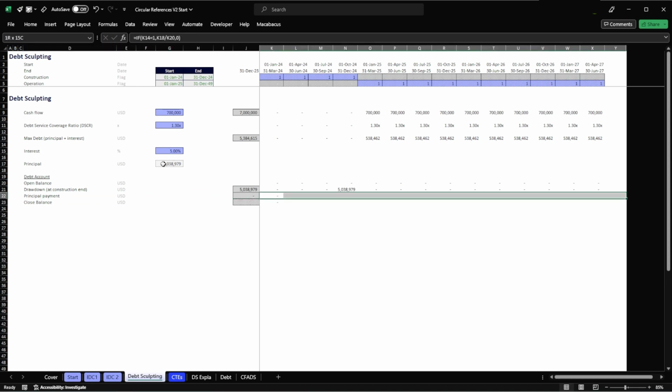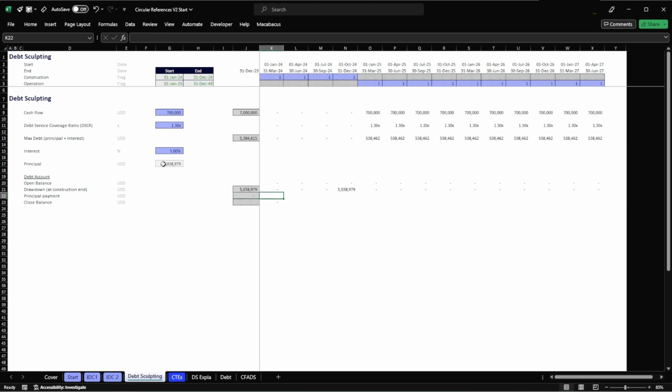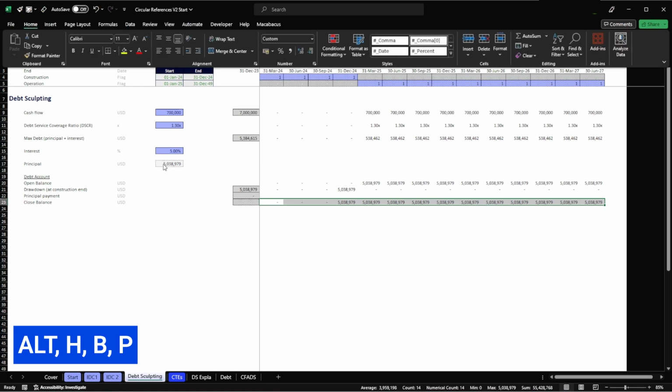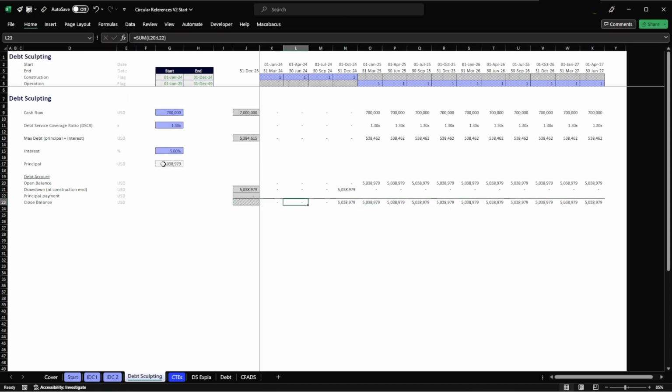Cool. We're going to leave this blank for now. We're going to calculate it later, because in order to understand how much principal we're going to be able to pay, we first have to calculate our interest, which we're going to do in a while. But the closed balance, as always, is going to be equal to everything that is above. We're going to copy and paste everything across. And I'm going to set this with a top border by pressing Alt H, B, and then P. There we go. That's what we have in here, and this should be correct.